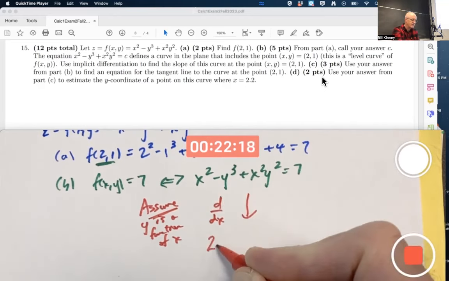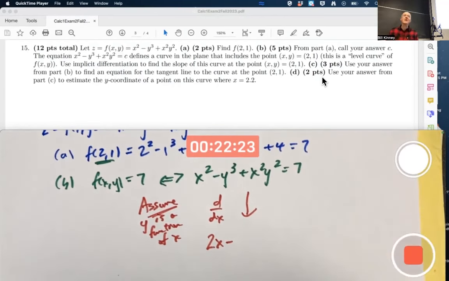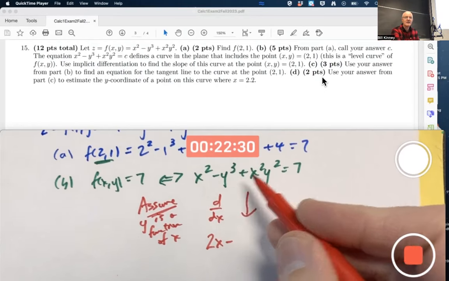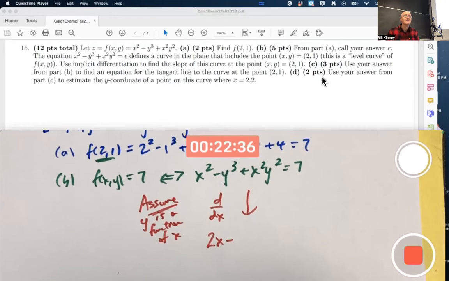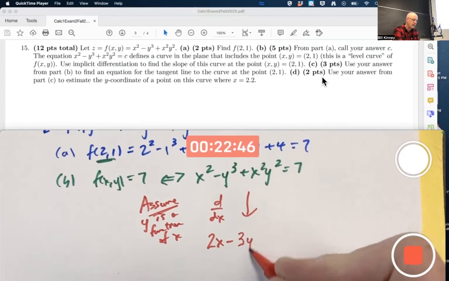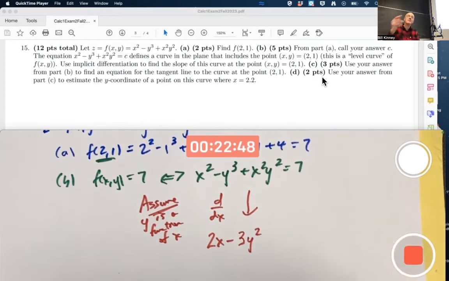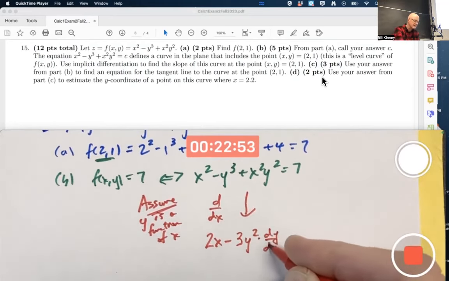x squared differentiated with respect to x is 2x. y cubed, when you differentiate with respect to x, is not 0. It's not like a partial derivative. I'm assuming y is a function of x. y cubed is like f of x cubed. Oh, well, I shouldn't call it f. g of x cubed for some unknown function g. I have to use the chain rule because of that assumption. I would get 3 g of x squared, which I'll write as 3y squared, times the derivative of g, g prime of x, which I'll write with Leibniz notation as dy dx.